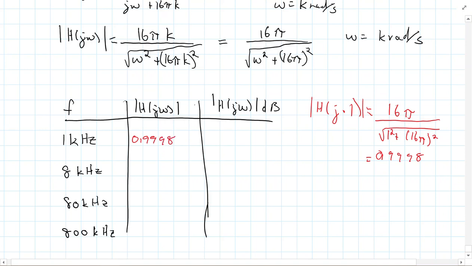And then to do this in decibels, the magnitude of H at j times 1 in decibels would be 20 log of 0.9998. So let's do that. 20 log.